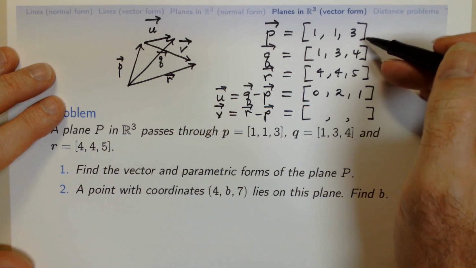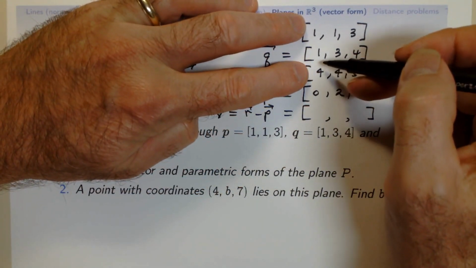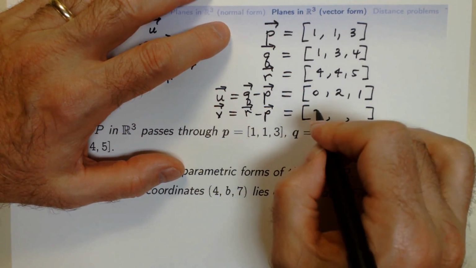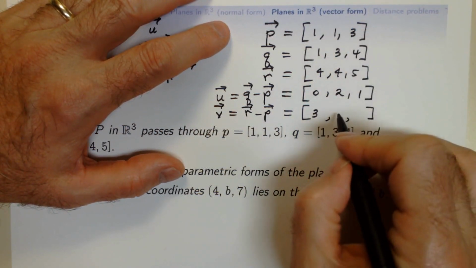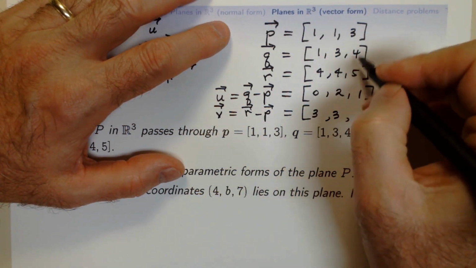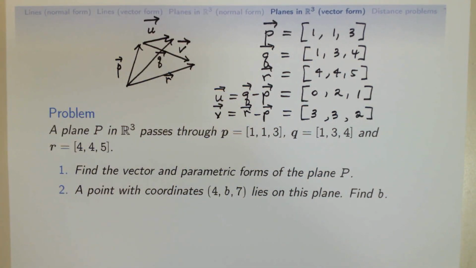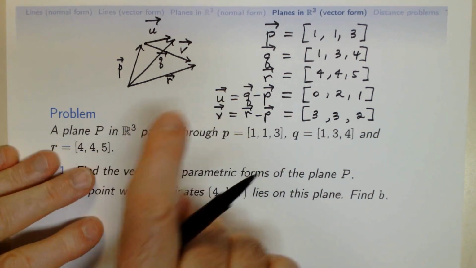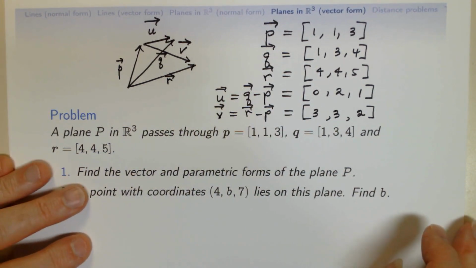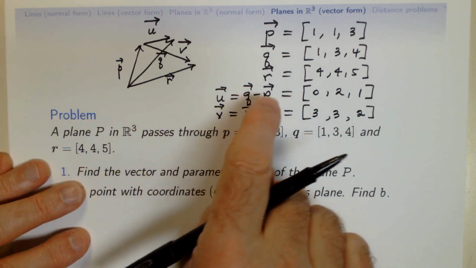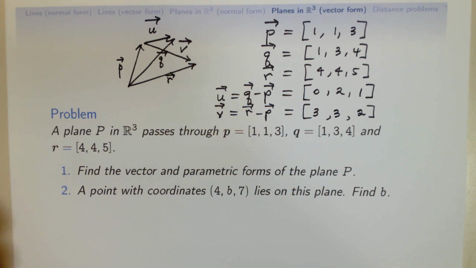So now we're working with R and P, and we're taking our subtractions, R minus P. So we'll have 4 minus 1 is 3, 4 minus 1 is 3, and 5 minus 3 is 2. So there's our two direction vectors. And we can use this as our kind of position vector. That helps us put our plane in through a point in space. And this gives us our two directions to move in.